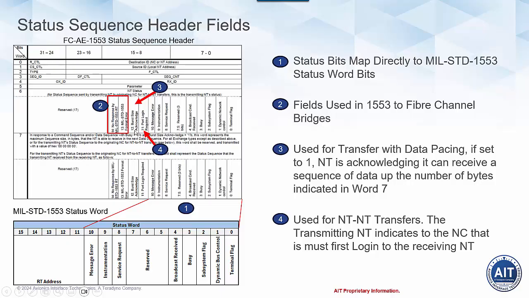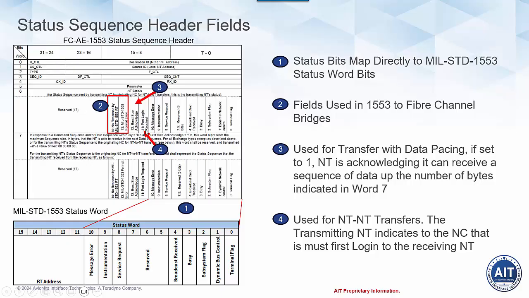And then there's also this field for a burst size acknowledge. This is the field in the status word that is basically the other end of that data pacing. We'll talk about that when we talk about the NC to NT transfers, but this is basically how the NT responds when it's acknowledging and providing back the number of data bytes that it's able to receive in a burst when requested by the NC. So it sets that bit, and then it puts in word 7 of the status sequence how many bytes it's able to receive in a burst.